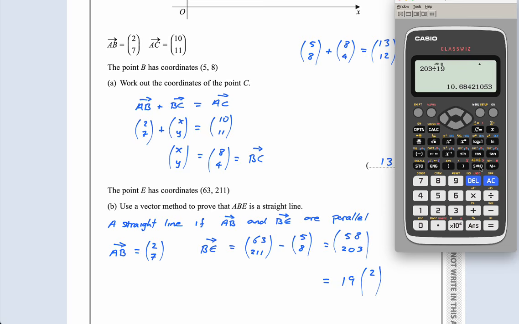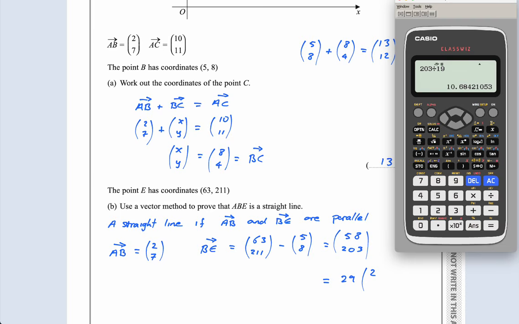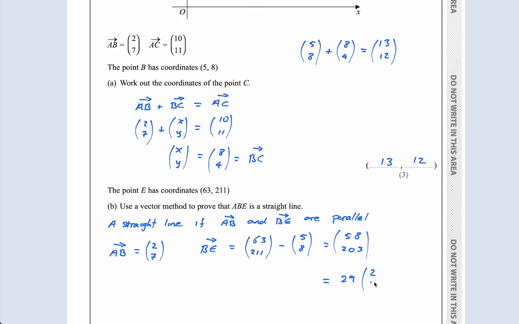Okay, sorry guys, I've made another ridiculously stupid mistake. It's not 19, it's 29. I'm doing this late at night and I'm tired. Right, so 58 divided by 2 is 29. So hopefully now 7 times 29 will give me that. Let's see, 203 divided by 29 is 7. Thank you. Okay, this goes here.